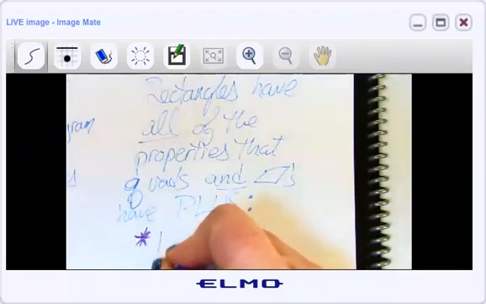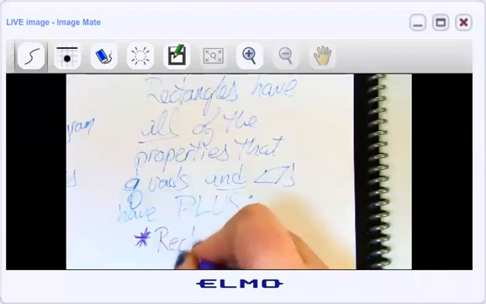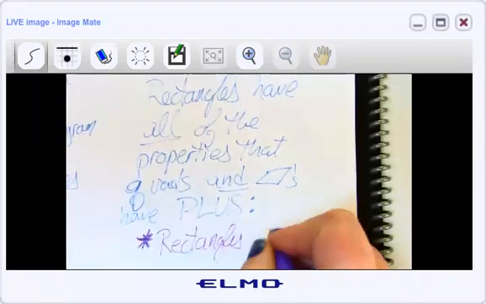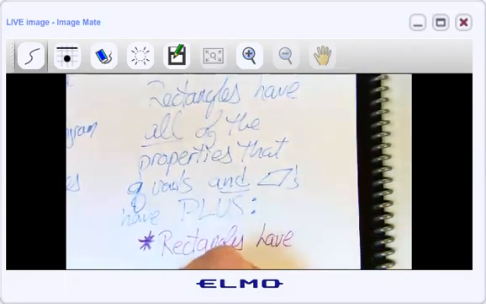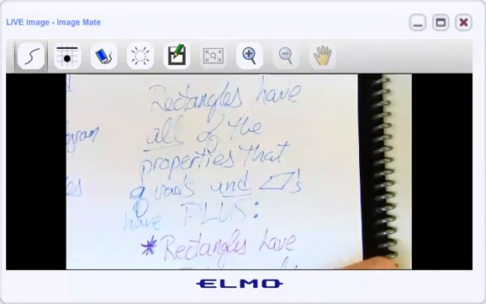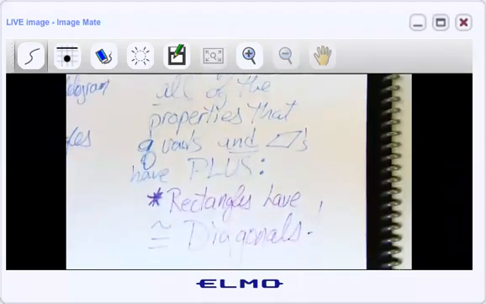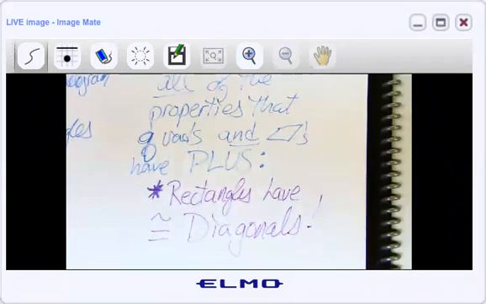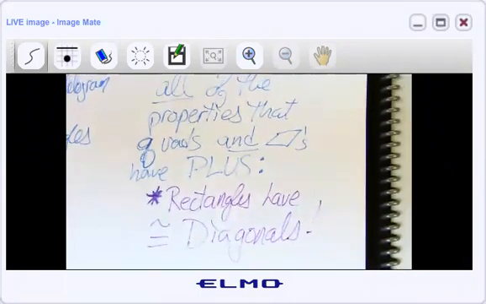Plus, rectangles have congruent diagonals. They are the only parallelograms that have congruent diagonals. Nobody else does, only rectangles. Only rectangles. A rhombus doesn't have it. Regular old parallelograms don't have it. Only rectangles. So this is something very special to just the rectangle.